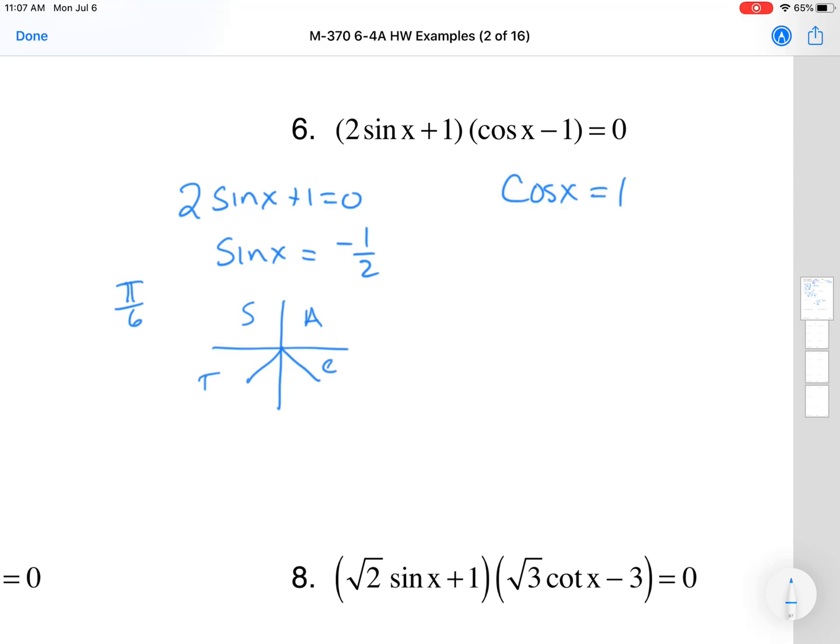And so the third quadrant angle is 7 pi over 6, and the fourth quadrant angle is 11 pi over 6. Those are the two solutions from the first one.